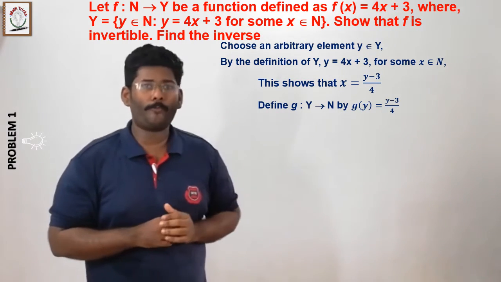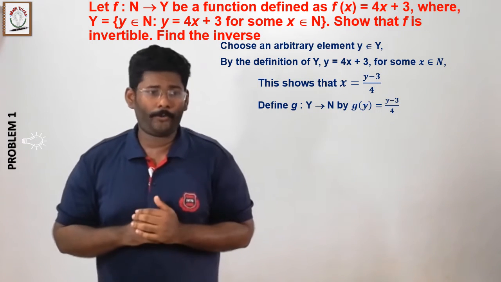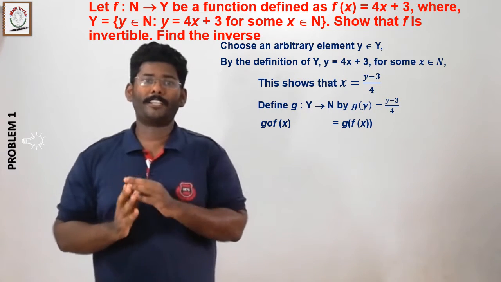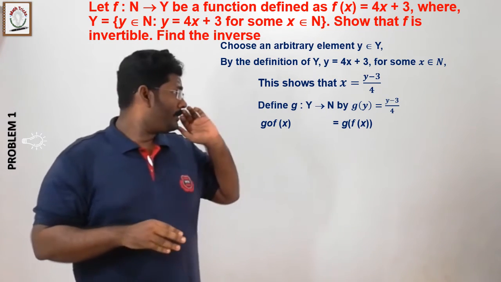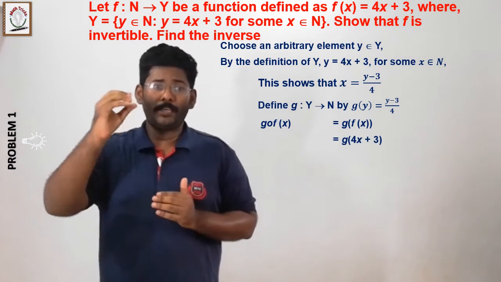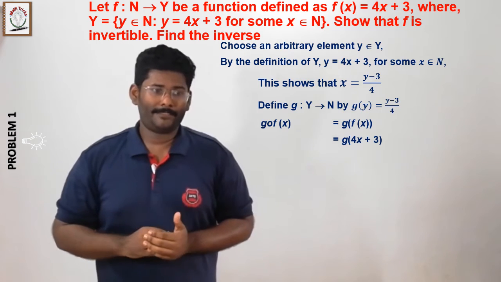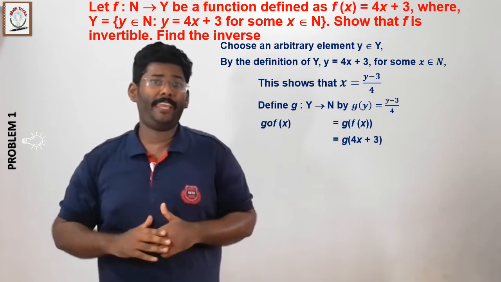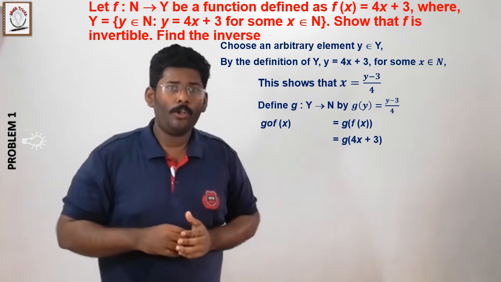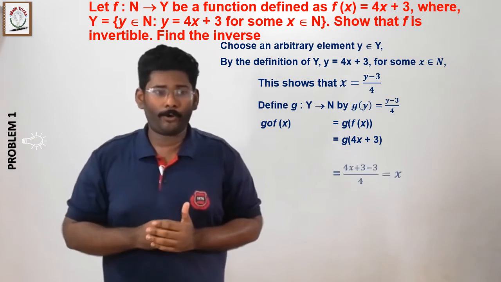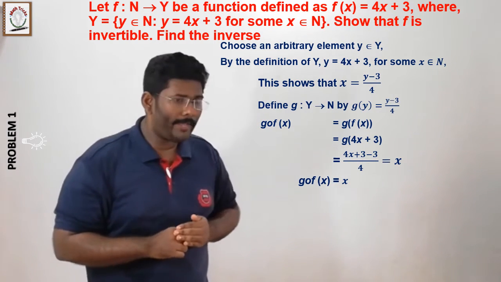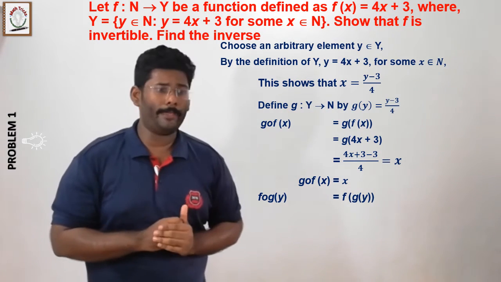Then g composite f of x is equal to g of f of x. Then f of x is equal to 4x plus 3, so we have to substitute 4x plus 3 instead of f of x. So g of f of x is equal to g of 4x plus 3. Since g of y is equal to (y minus 3) by 4, we substitute 4x plus 3 instead of y. So g of 4x plus 3 is equal to (4x plus 3 minus 3) by 4, that is equal to x.